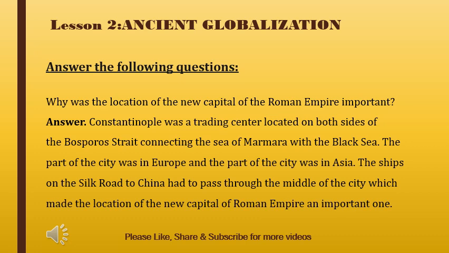Answer the following questions. Why was the location of the new capital of the Roman Empire important? Answer. Constantinople was a trading center located on both sides of the Bosporus Strait, connecting the Sea of Marmara with the Black Sea. Part of the city was in Europe and part of the city was in Asia. The ships on the Silk Road to China had to pass through the middle of the city, which made the location of the new capital of the Roman Empire an important one.